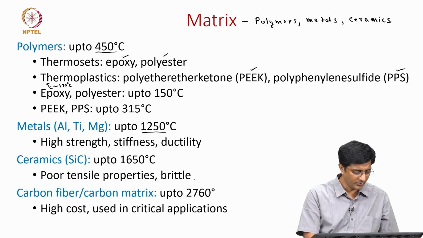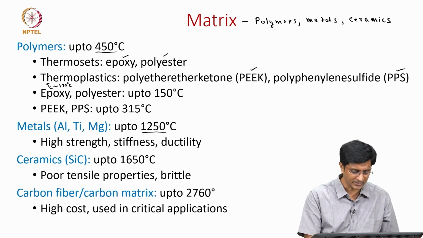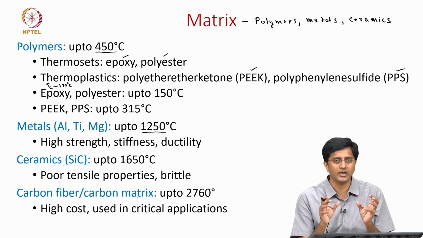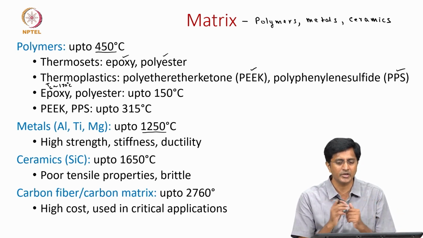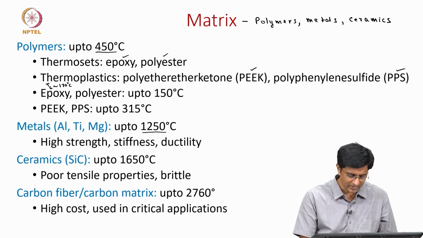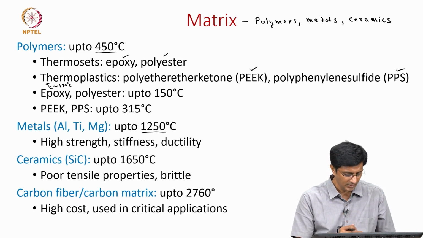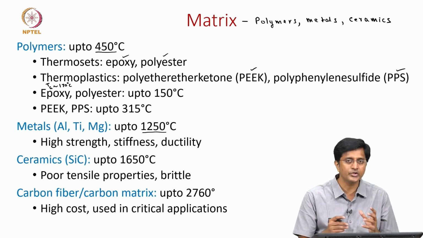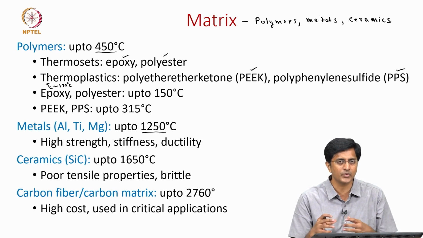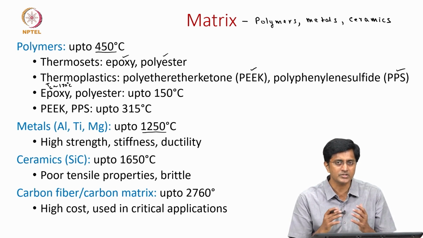But there are still options available if the temperatures go beyond this. One example is carbon fiber carbon matrix, where both the fiber and the matrix materials are made of carbon, and in these conditions it can go to temperatures of about 2700 degrees centigrade. But these are only used in very critical applications where the high costs of these materials can be afforded. These high costs are because it is a multi-step procedure and the manufacturing methods are much more sophisticated.